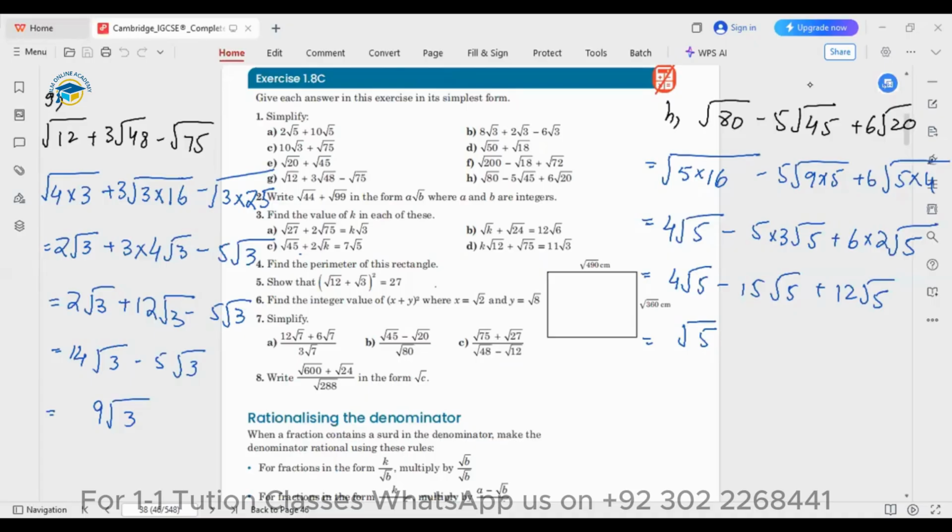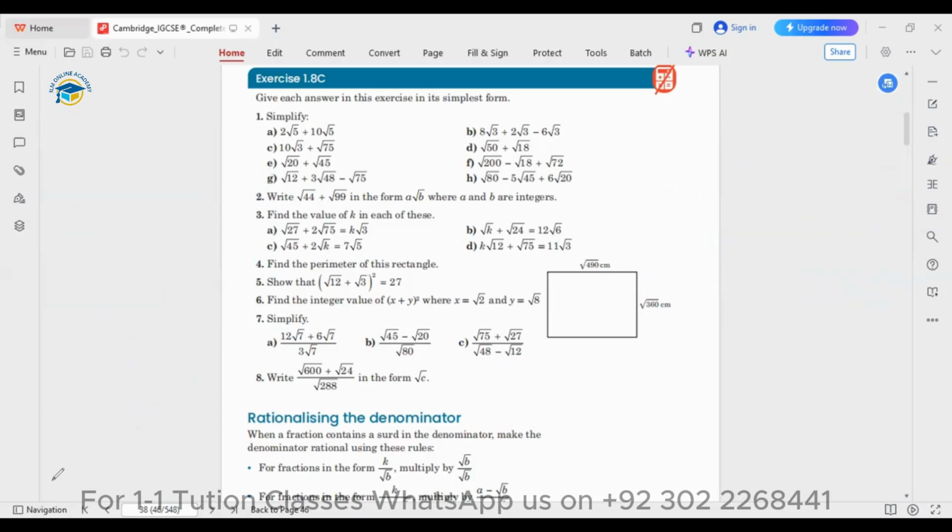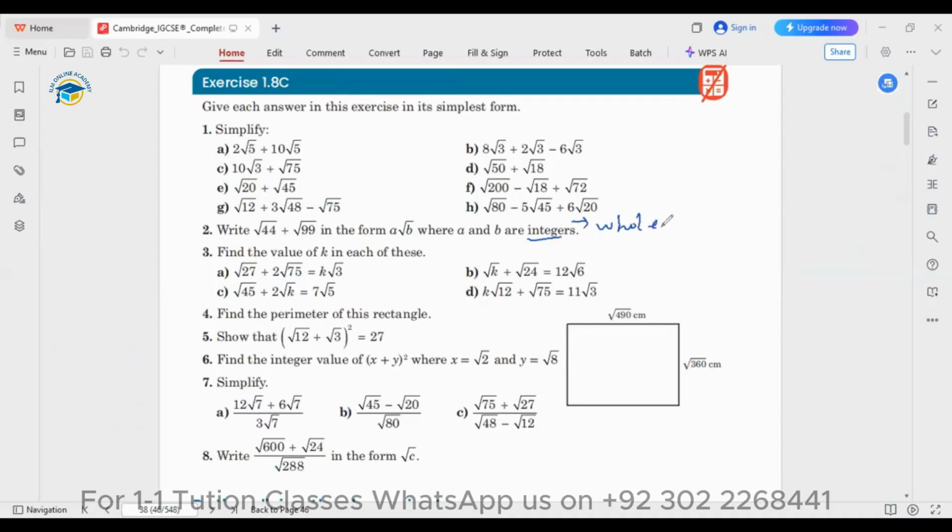So we have done the first complete part till part number H. Next, we need to go with part number 2. And in this part number 2, what they gave us is that we need to write this in the form a square root b, where a and b are integers. So integers are basically the whole numbers. Integers must be whole numbers. Either they can be positive, or they can be negative, but they must be whole numbers. They can't be in the form of a fraction. They can't be in the form of a decimal.